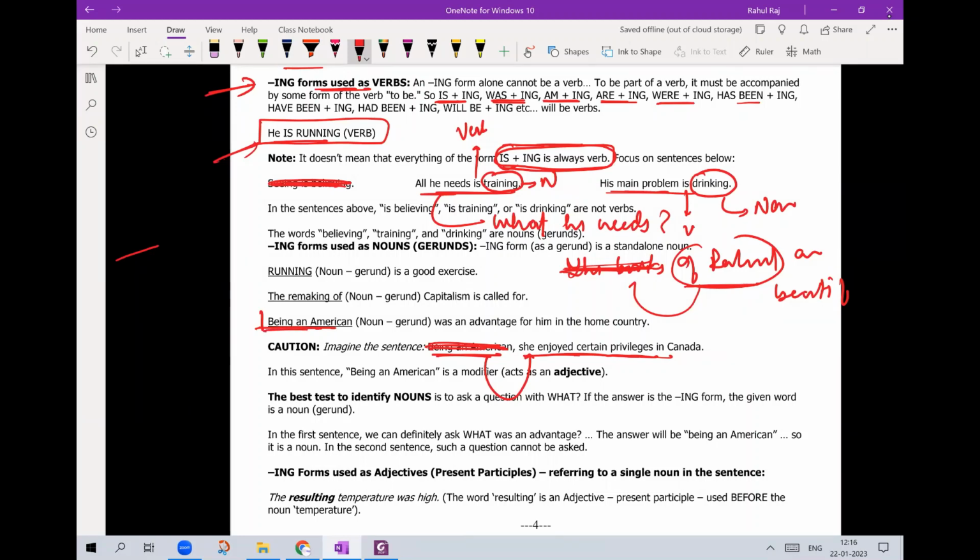But if you remove being an American from here, check in this sentence, is it making any sense? Was an advantage for him in the home country. It's making no sense at all. So being an American here is a noun. Is this clear? Please tell.